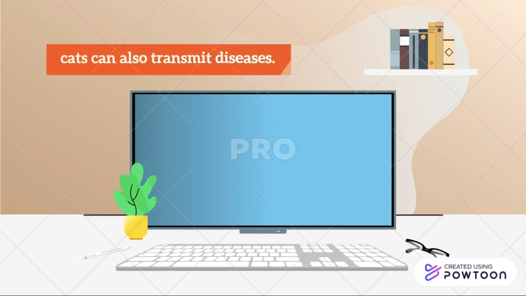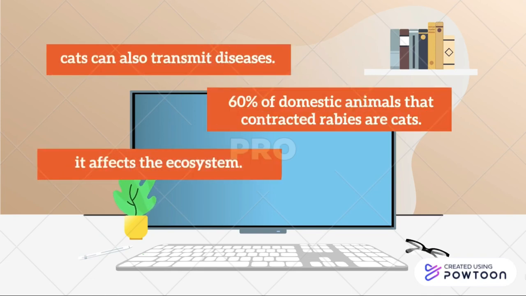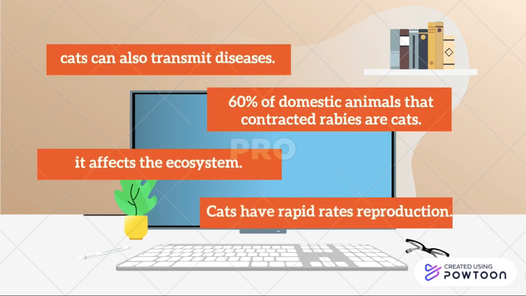Next, cats can also transmit disease. In 2014, 60% of domestic animals that contracted rabies were cats, which can then spread it to local wildlife and humans. Again, it affects the ecosystem.